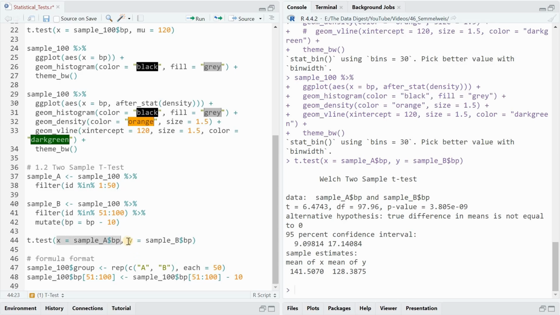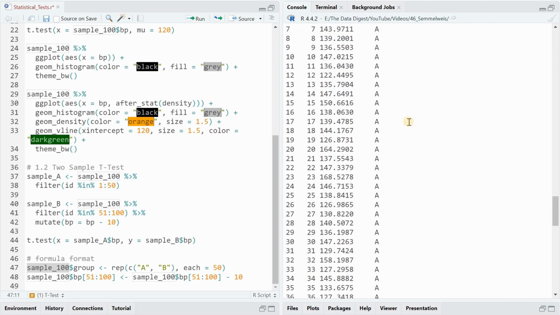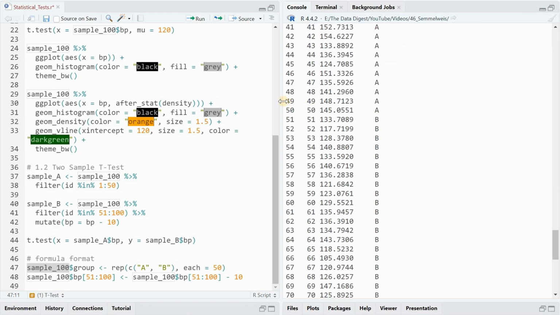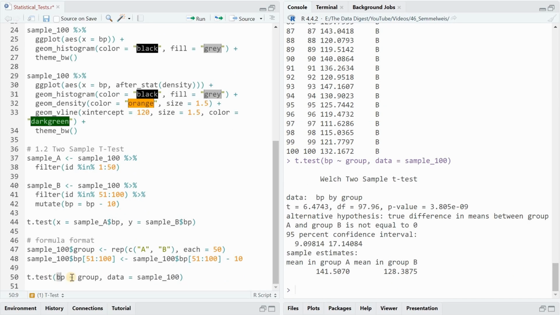Here I specified the x and the y value. You can also use the formula format. For this you need a data frame with a group variable. So now in group you have A and B for the first 50 and then the next 50 individuals. And then you can run a t-test where you want to see whether the variable blood pressure is different for the group levels, and the data is our data frame. So same result, just different format, not x and y, but this formula expression.